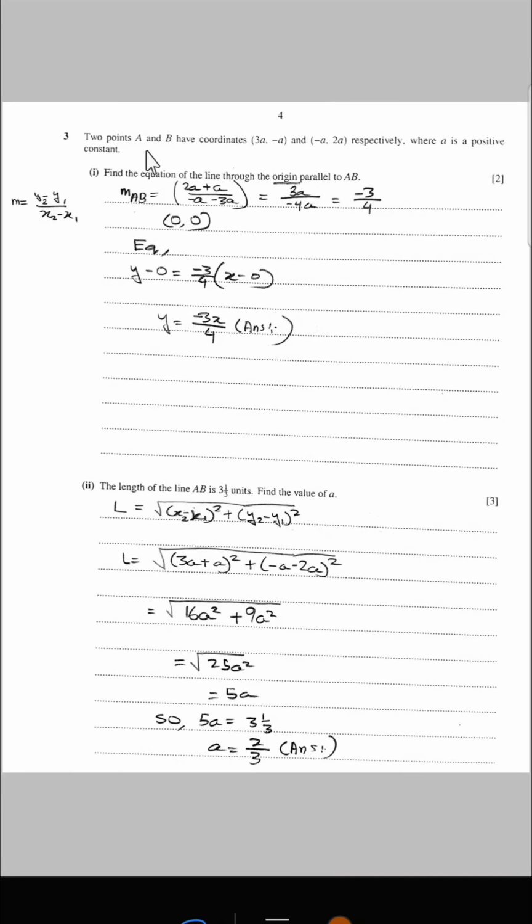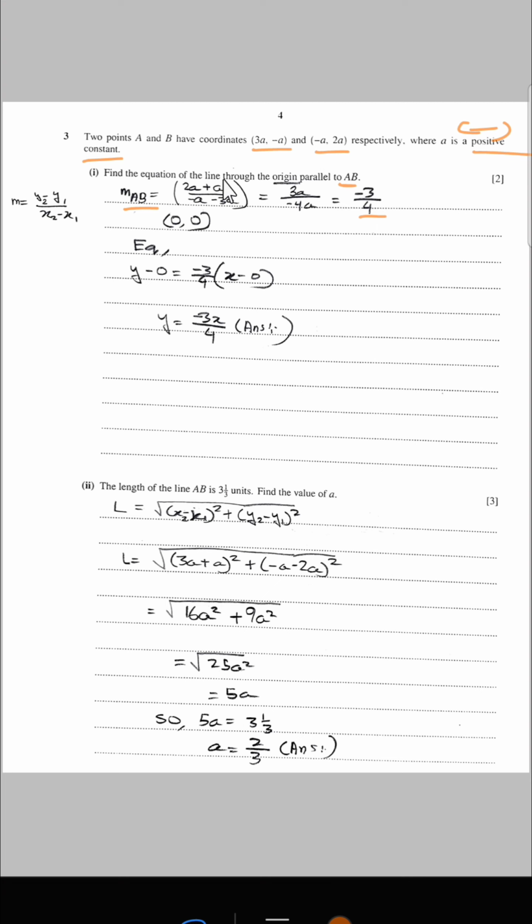3. Two points A and B have coordinates (3a, minus a) and (minus a, 2) respectively, where a is a positive constant, that means a has a positive value and no negative value. Find the equation of the line through the origin parallel to AB. Since the line is parallel to AB, the gradient of AB is equal to the gradient of that line. So we first find the gradient of AB, which is the same as the gradient of the line, that is minus 3/4.